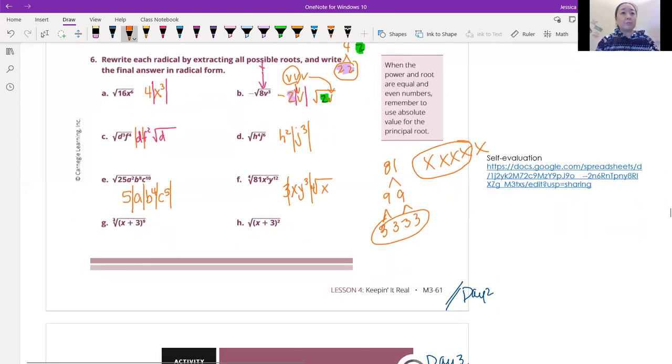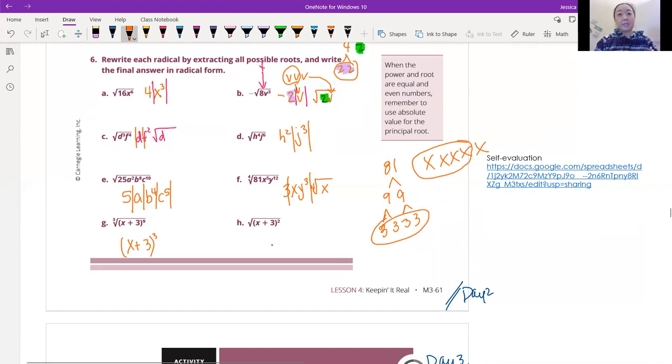Let's take a look at G. Remember, we have x plus 3, x plus 3, x plus 3. We have 9 of them, right? So how many groups of x plus 3s can we get? 3. So this is going to be x plus 3 cubed. And again, we don't need any absolute values because this is a cube root. It's odd, so there are no restrictions.